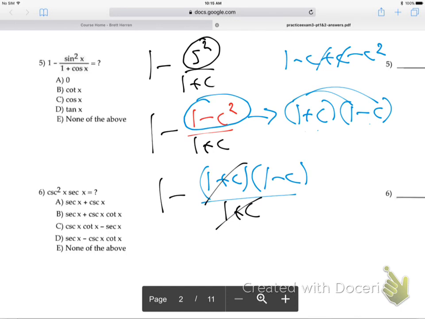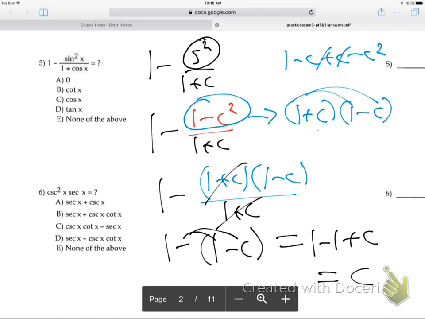The more you do these, you'll see that coming. You go, oh, they want me to factor and cancel, because when you see that 1 plus c in the bottom, you're thinking, oh, this will have the 1 plus c, and it'll cancel. Okay, now what? Well, that's 1 minus c. Good so far? And then what do you do with a minus in front of a parenthesis? Distributes: 1 minus 1 plus c, which is just c. It's just cosine.